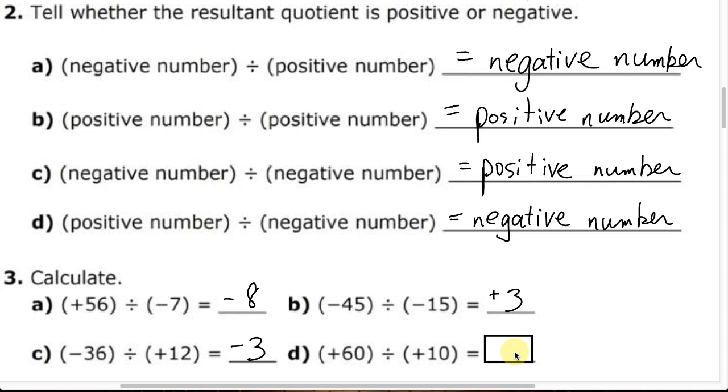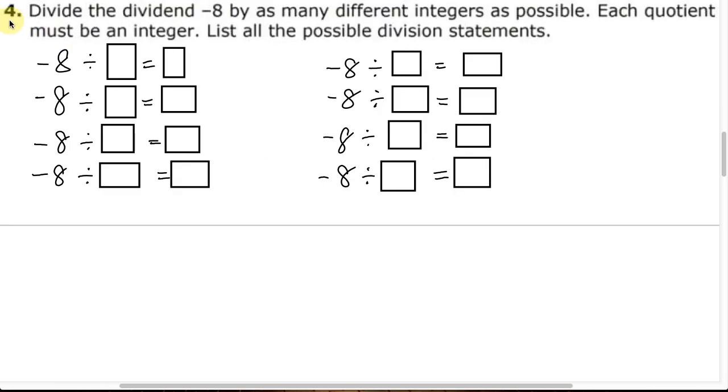60 divided by 10, both positive, the answer will be positive, and it's positive 6. Next thing we want to take a look at here in number 4 is to divide the dividend negative 8 by as many different integers as possible. And each quotient must be an integer. We want to list all the possible division statements. So as you can see, I'm claiming there's going to be 8 possibilities. Let's take a look at each one.